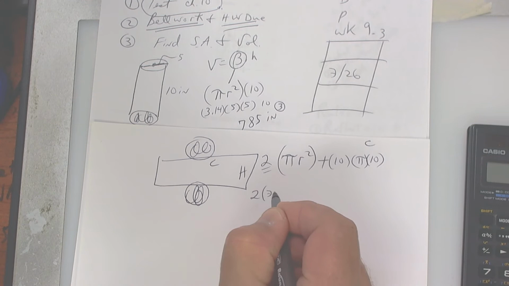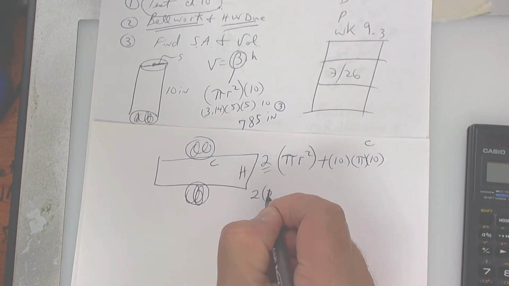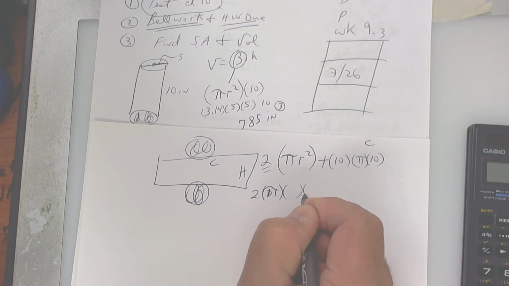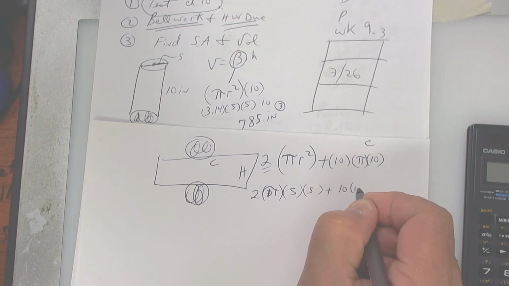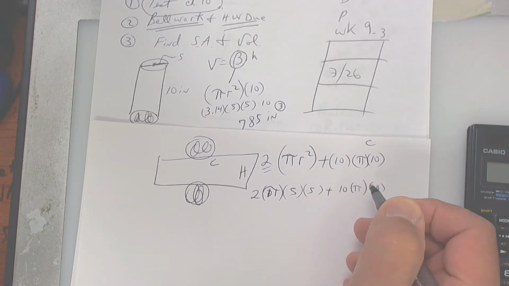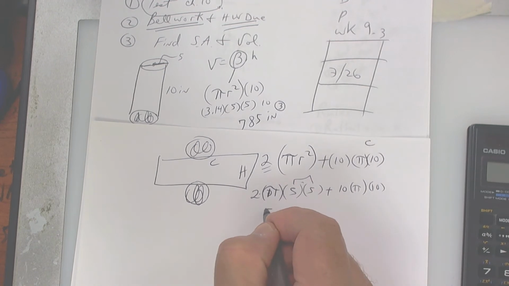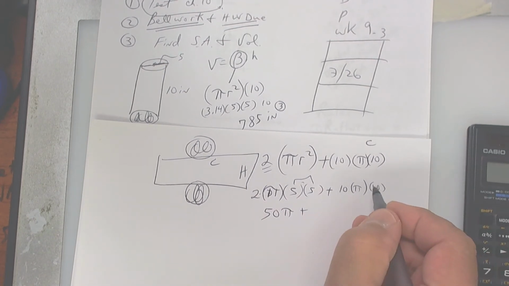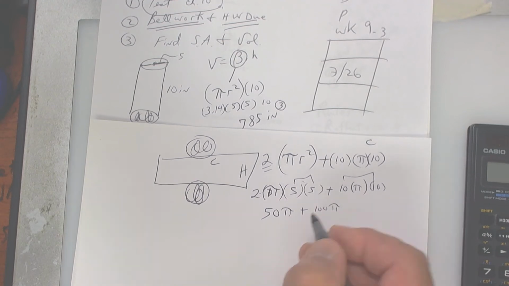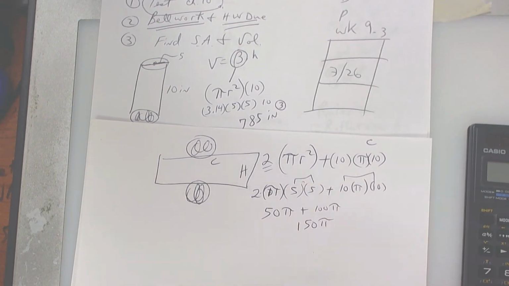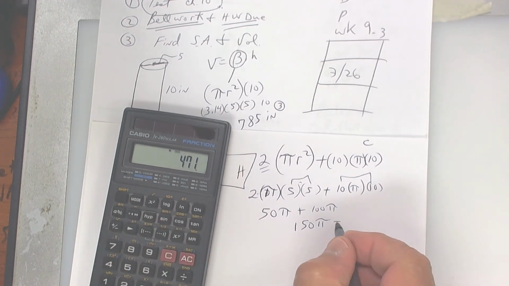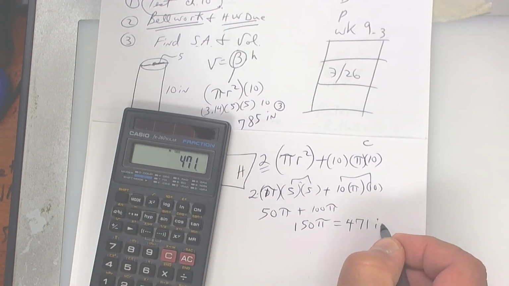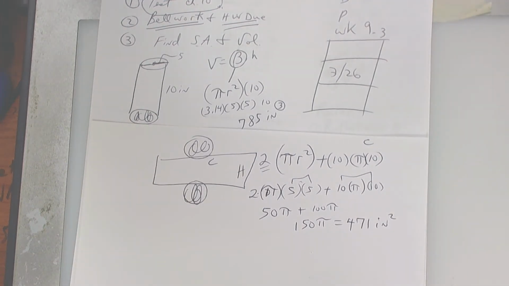So 2 times 3.14. I'm going to leave it in terms of pi because it's a little easier for me. And then the radius squared, so that's 5 times 5 plus 10 times pi times 10. Let's see what happens. This is 25 times 2 is 50 pi. This one right here is going to be 100 pi. When you add that up, you get 150 pi. That's much easier. But to figure out the real answer, you take 150 times 3.14, and you get 471. So if you got 471, then you know what you're doing. It's area, so it's squared.